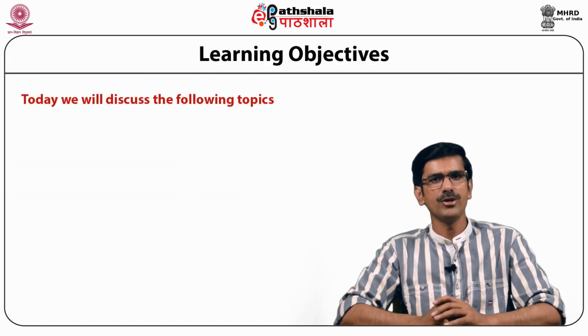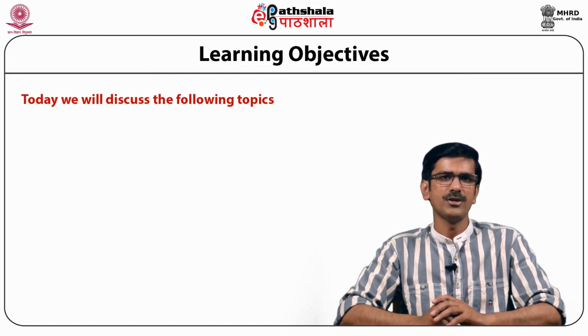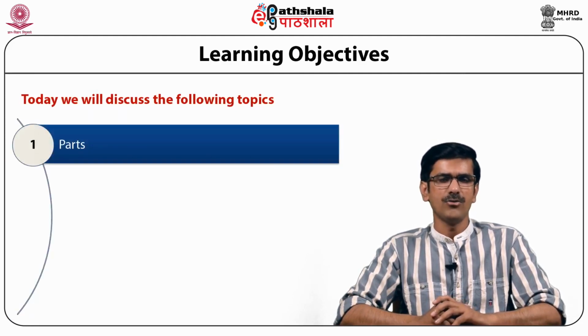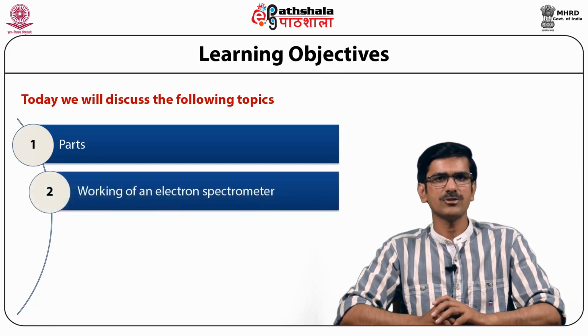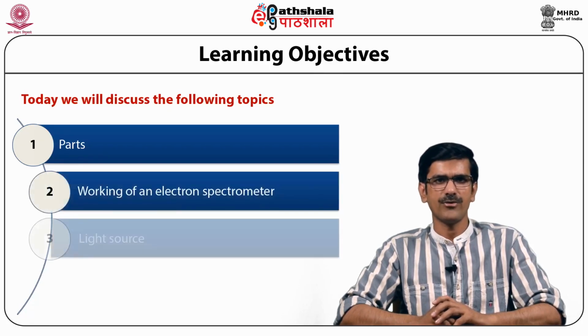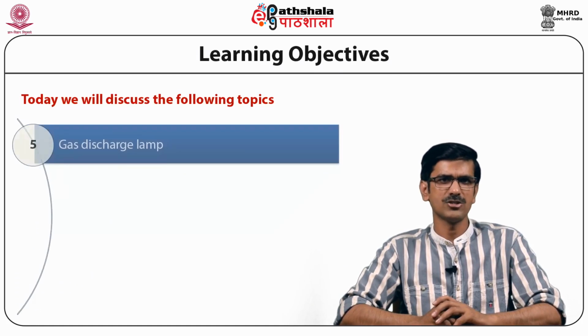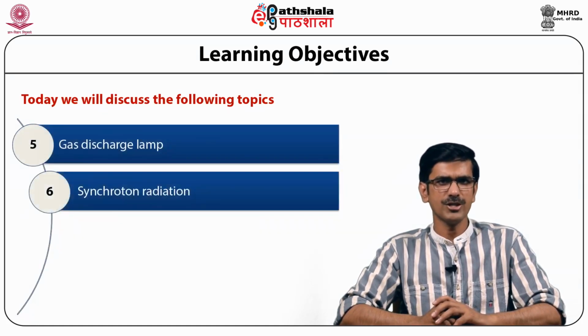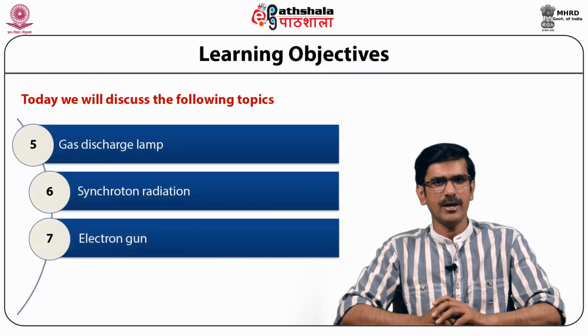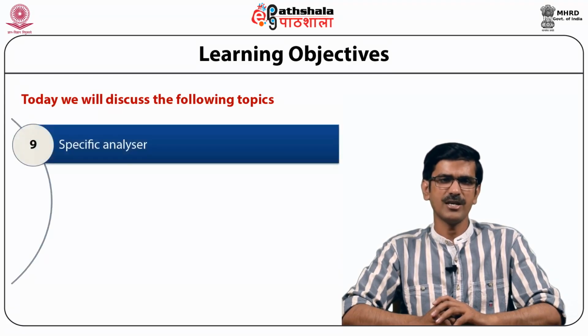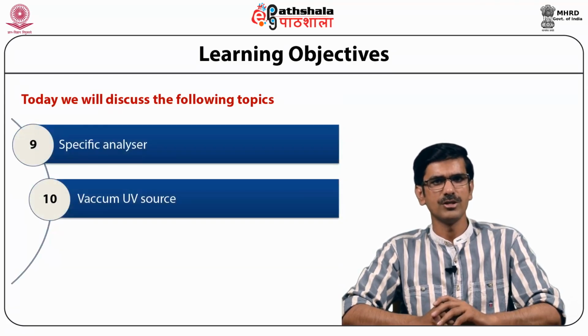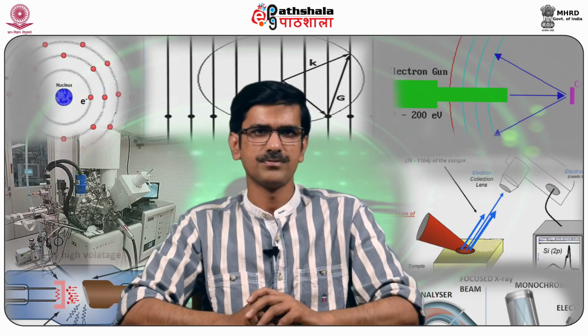So today we are going to discuss the following topics. We will start from the parts, then we'll discuss the working of an electron spectrometer, we'll talk of light source, X-ray tube, gas discharge lamp, synchrotron radiation, electron gun, energy analyzer, specific analyzers, vacuum UV source, and the target sample.